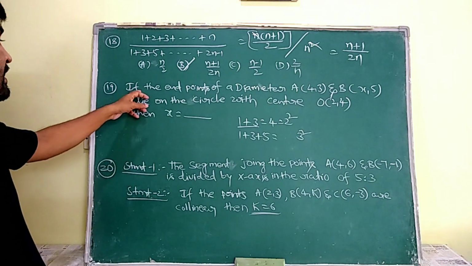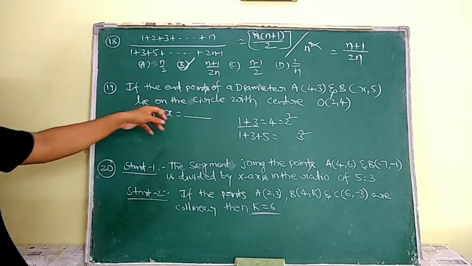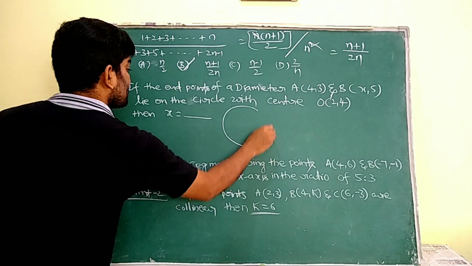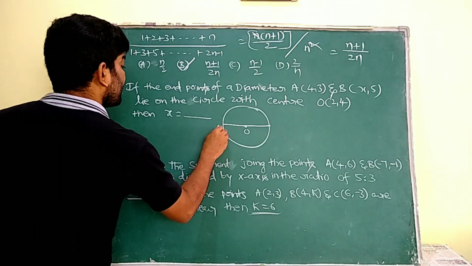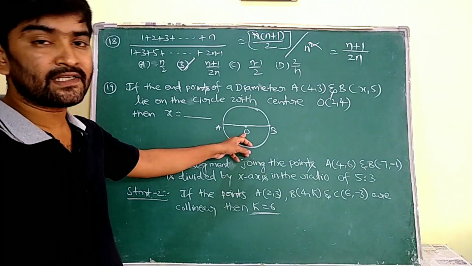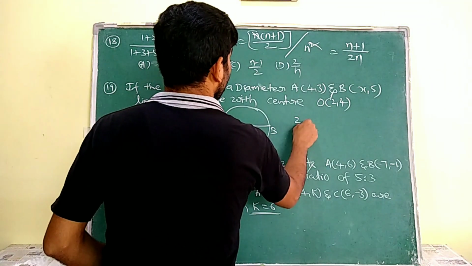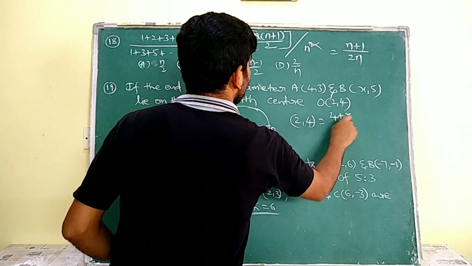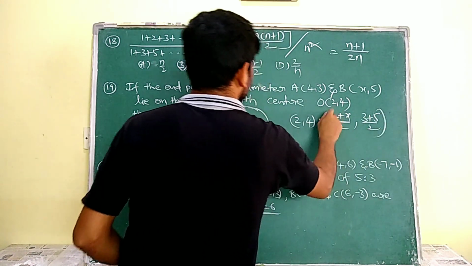Understand? Now, the endpoints of the diameter lie on the circle with center O. This is the circle with center O, and the endpoints of the diameter are A, B. As we know, the center is the midpoint of AB, so the center is 2 comma 4, the midpoint of A and B. Midpoint means sum of x values by 2 comma sum of y values by 2.